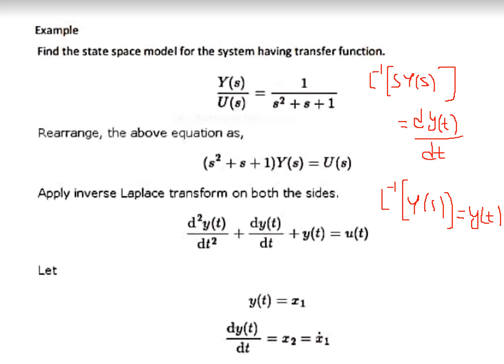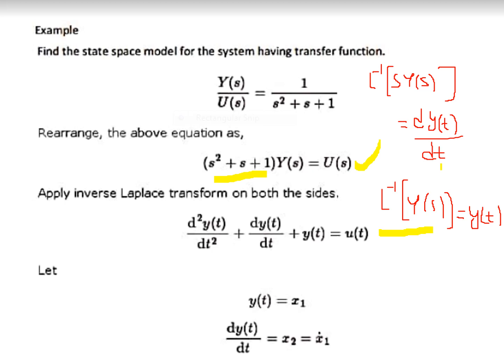Before obtaining the state space model, just cross multiply the given transfer function. By cross multiplying, we get (s square plus s plus 1) into Y(s) equal to U(s). I think everyone knows the inverse Laplace transform of Y(s) is y(t). Similarly, the inverse Laplace transform of s into Y(s) is dy(t)/dt, and of s square into Y(s) is d square y(t)/dt square.